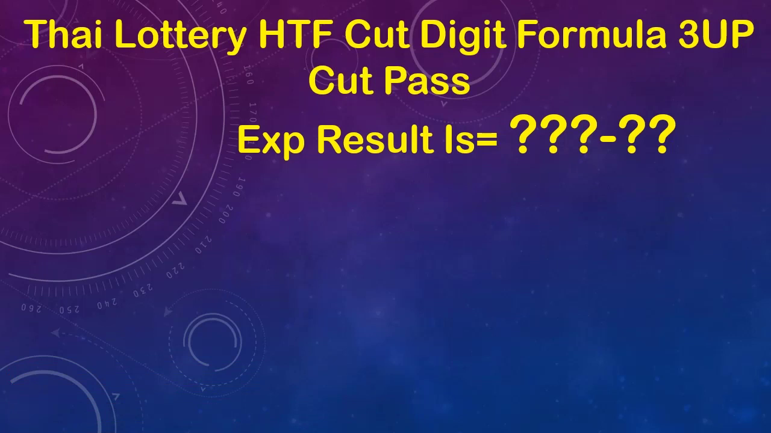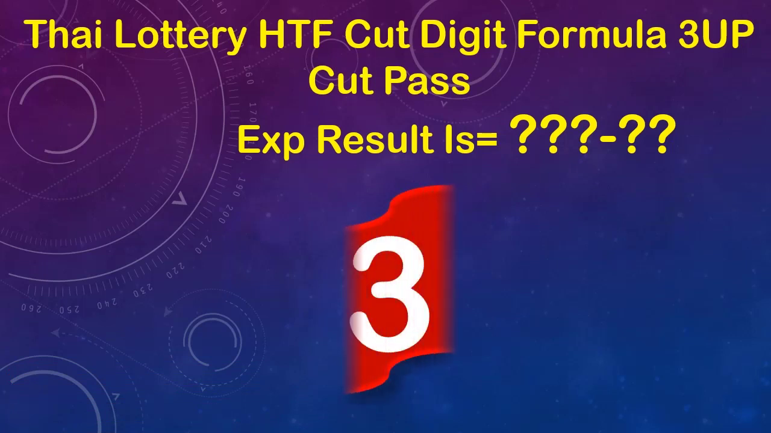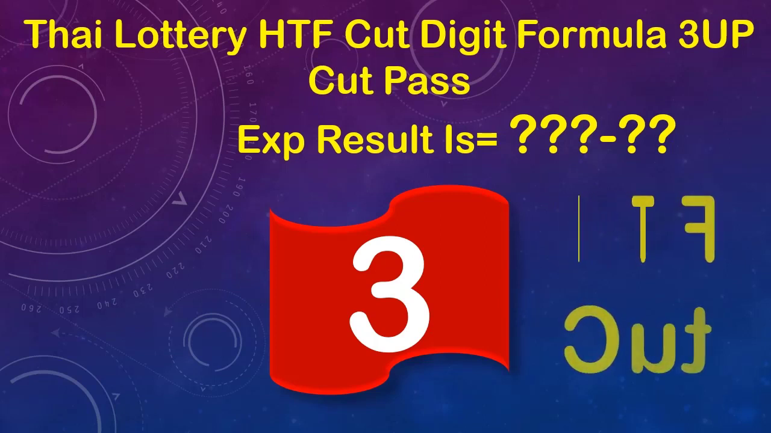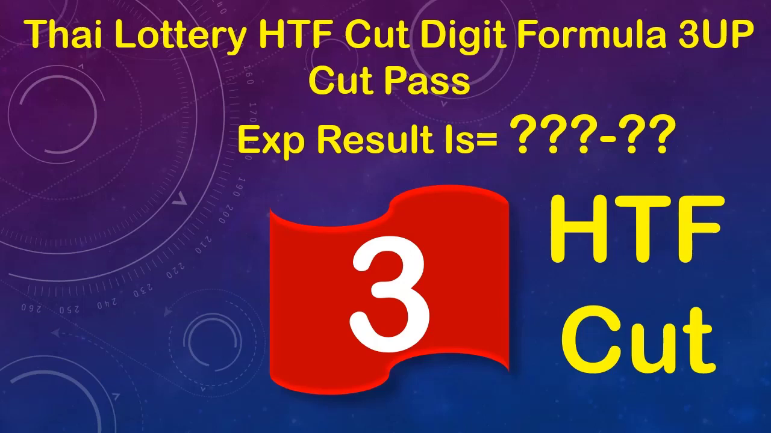After applying our formula on the previous result, we get our cut digit as 3. This cut digit is valid for HTF, so we're going to wait for the upcoming draw. Until then, just note down the cut digit.